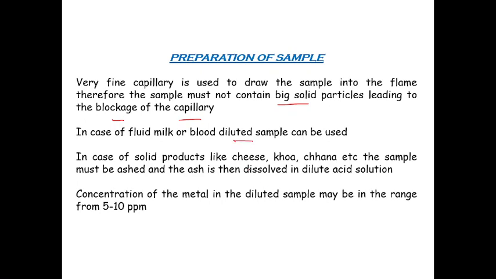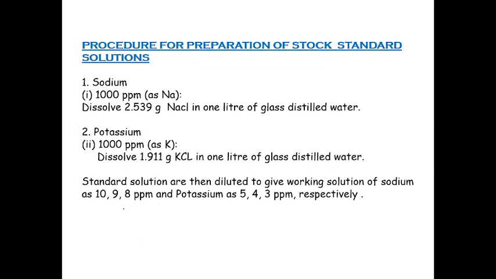और अगर हम सॉलिड प्रोडक्ट्स की बात करें जैसे चीज़ है, खोआ है, चना है, तो इनको हमें ऐश में कन्वर्ट करना पड़ता है और ऐश को हम डाइल्यूट एसिड सोल्यूशन में डाल के उसको फिर एस्पिरेट कराते हैं। और हमें ये देखना होता है कि जो कंसंट्रेशन है मेटल के डाइल्यूट सैंपल में वो 5 से 10 ppm के बीच में रहे, तो ही हमारा रिजल्ट्स कैलिब्रेशन कर्व के अंदर फॉल होते हैं। ठीक है, so the concentration of the metal in the diluted sample should be in the range from 5 to 10 ppm.